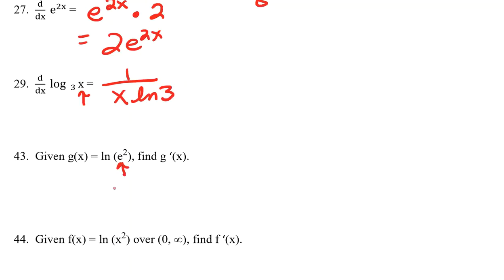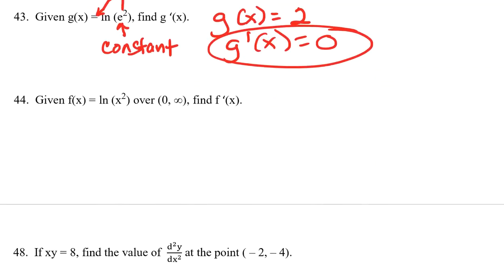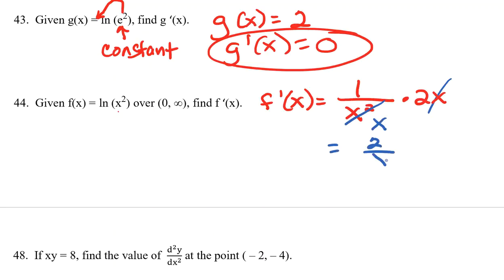43 is a bit of a trick. There's no variable here. This is a constant. So the natural log of e squared, you guys, those are inverses. That's the same as saying g of x is equal to 2. Remember, you could bring the exponent down in front of the log. So the derivative of a constant is 0, as opposed to 44, where we do have a variable. So in 44, the derivative of natural log is 1 over the glob times the chain rule on the glob. And then we can clean this up by factoring. So we'll come up with a 2 over x.